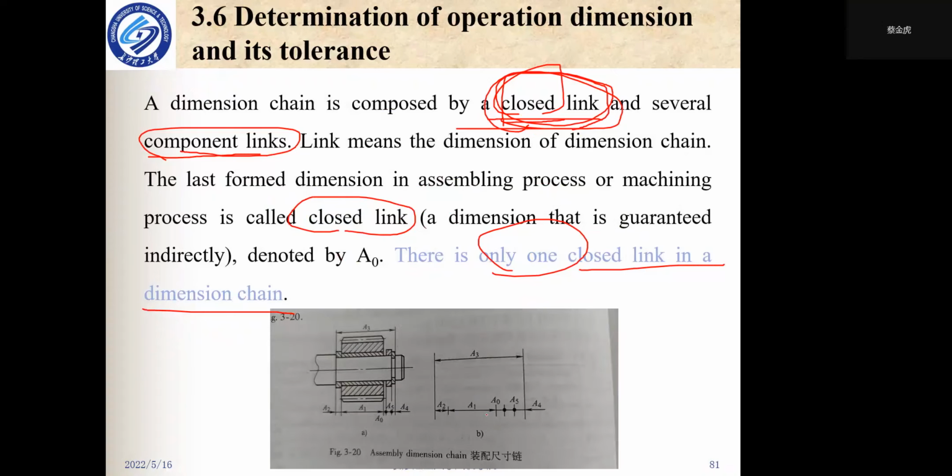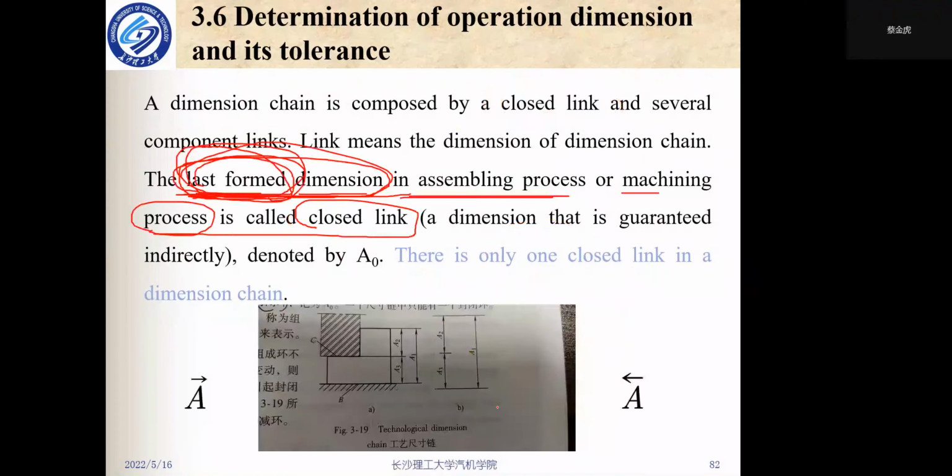For example, in this one, we have only one closed link, and all the other links are component links. And the closed link is the final step to know. The definition of closed link is the last formed dimension in the assembly process or machining process is called the closed link.